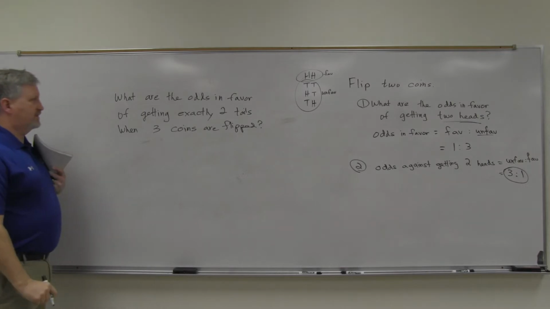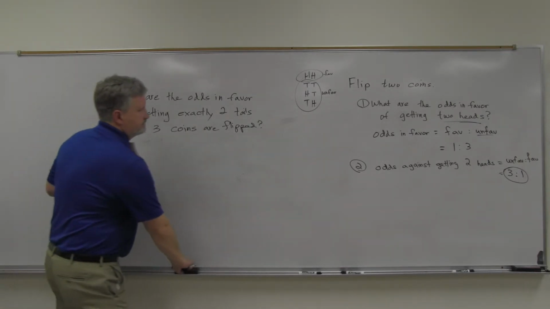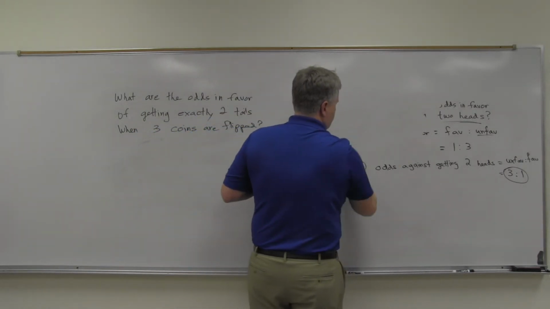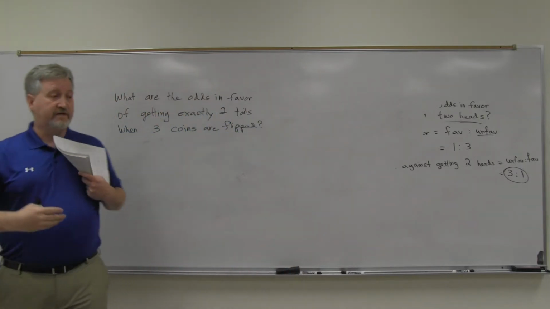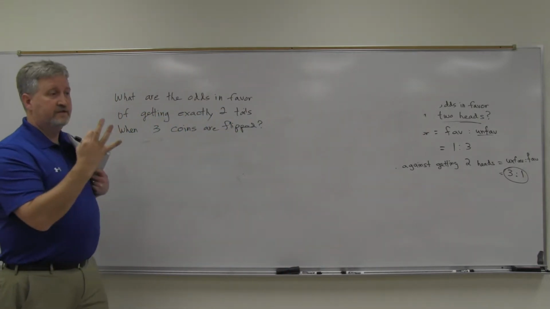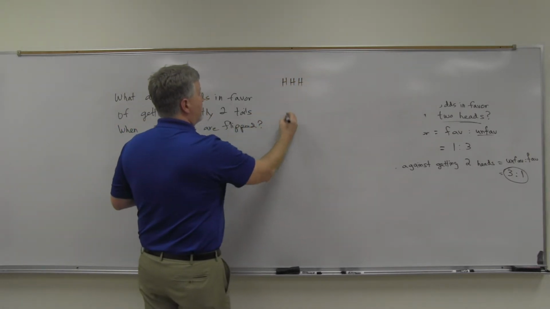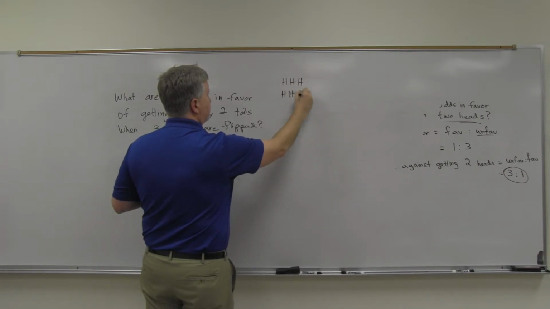What are the odds in favor of getting exactly 2 tails when 3 coins are flipped? Well, again, we haven't written this one out, so let's write out the outcomes here that we could have. 3 coins, so we could have all 3 heads. We could have 2 heads and 1 tail.